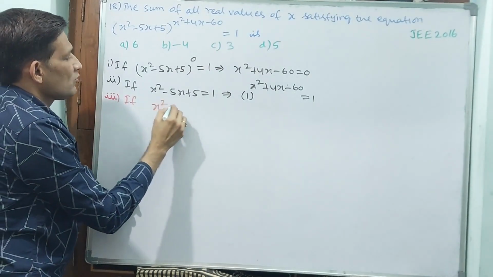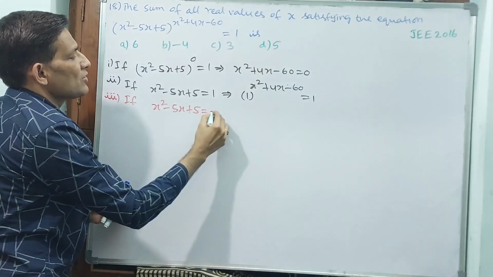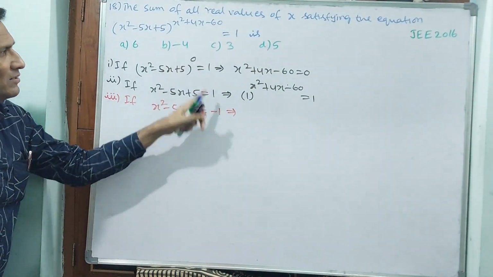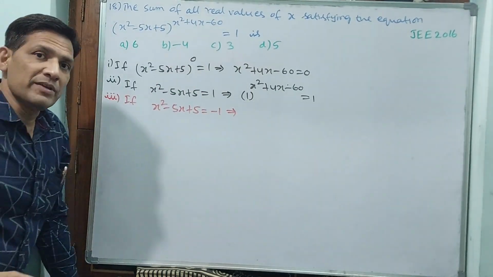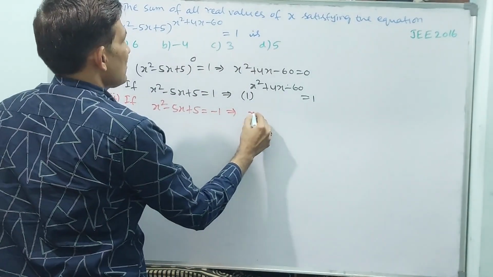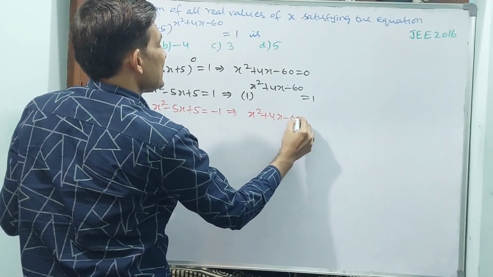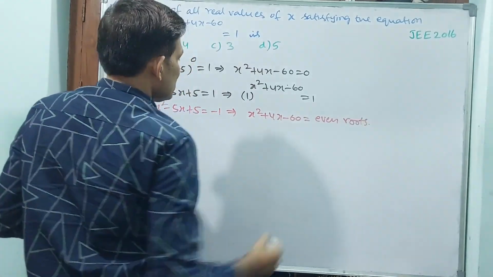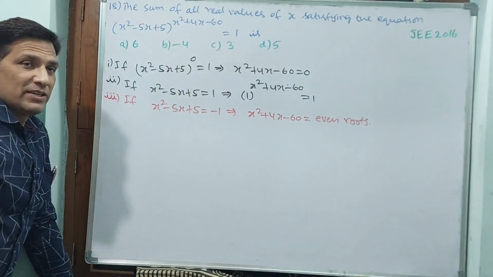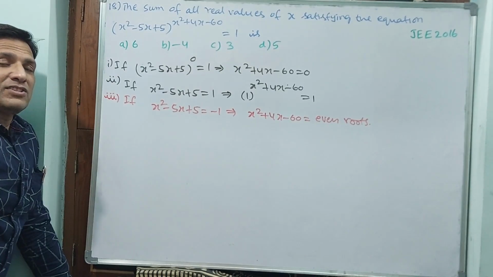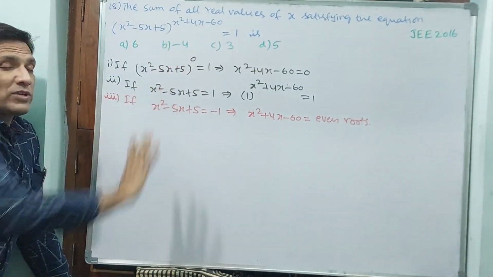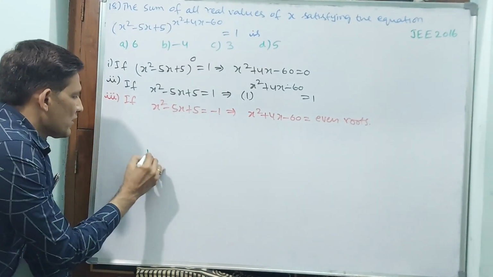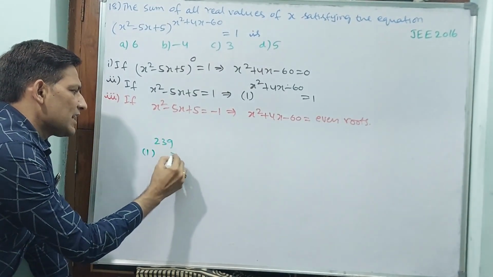If x square minus 5x plus 5 is equal to minus 1, at this time also, minus 1 power something. See, x square plus 4x minus 60 has to be even. What is the meaning? See, x square plus 4x minus 60 is an even number. Even roots has to come. Even roots means, automatically, see what I want to say, 1 power anything is also 1 only.